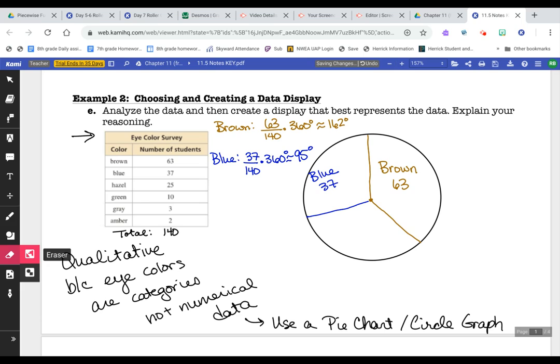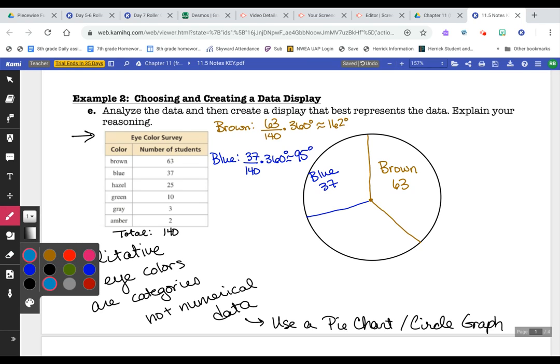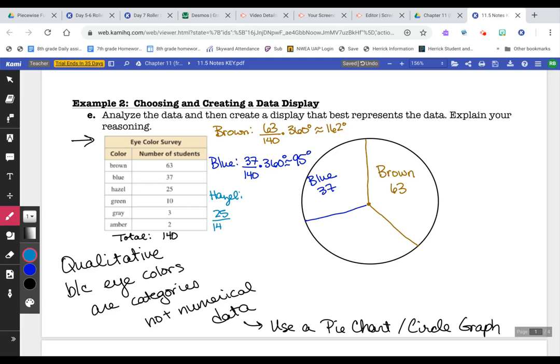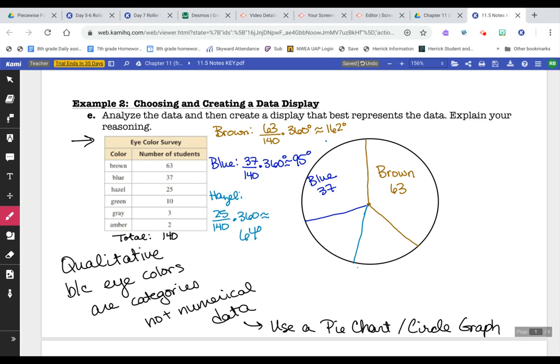Okay, the next we have hazel. Hazel, 25 out of 140 times 360 degrees. And when we do that, we end up getting a measurement of 64 degrees. So 64 degrees, we'll make it look about like that. And we'll write hazel and write 25.